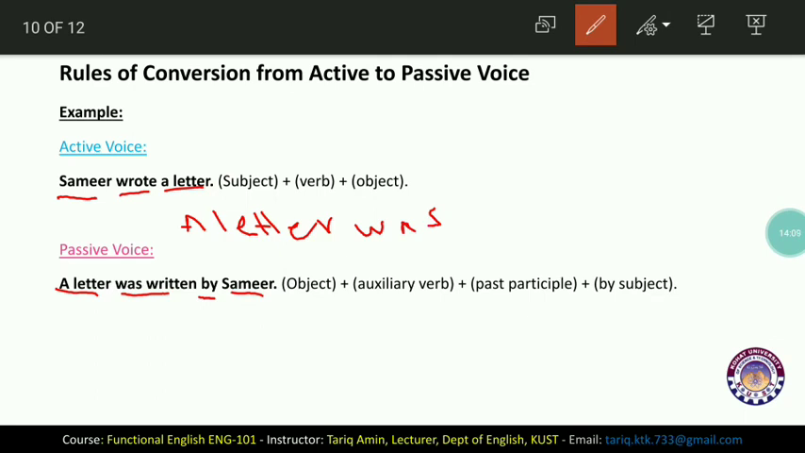After putting the helping verb or appropriate auxiliary verb, you need to put the past participle form of the verb. Wrote is the second form of the verb, the past form of the verb. The past participle would be written. A letter was written. This is the past participle form of the verb write. Okay, a letter was written. But after the past participle form of the verb, we need to put the preposition by. A letter was written by.